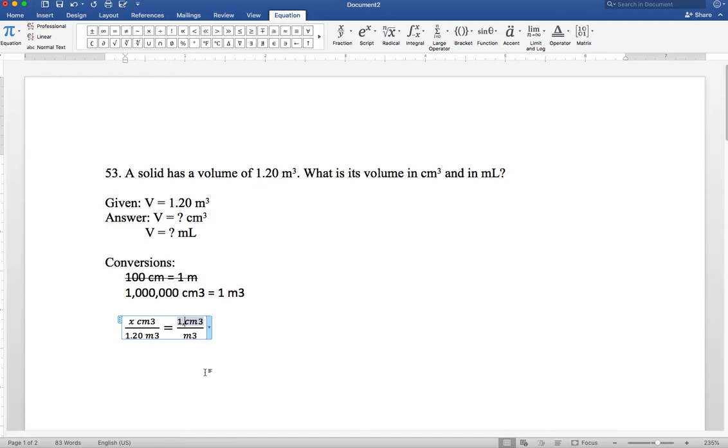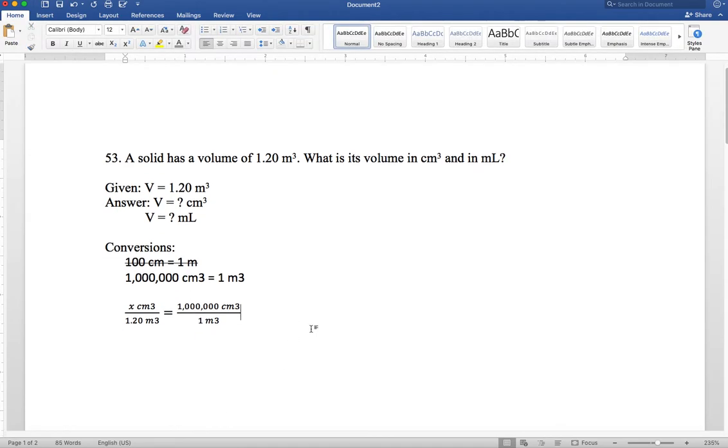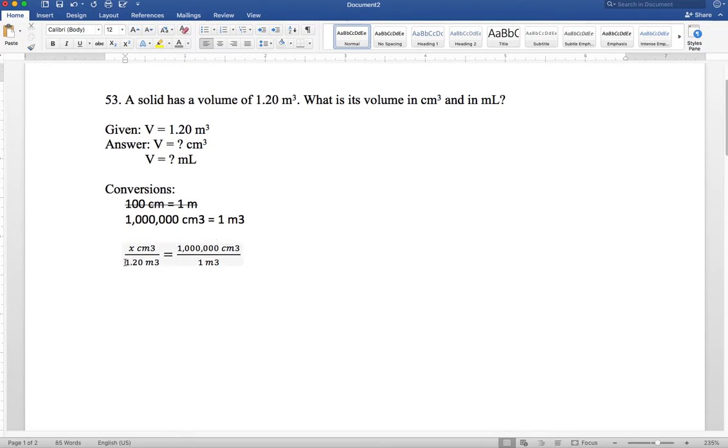So now we've got 1,000,000 cubic centimeters, and that's equal to 1 cubic meter. Okay, so now we've got our problem set up as a ratio. And what you do when you have a ratio is you find the place in the ratio where you have two numbers across from each other. So we have two places where there's a crisscross. We've got the 1.20 crisscrossed with the million, or we've got the X crisscrossed with the 1.